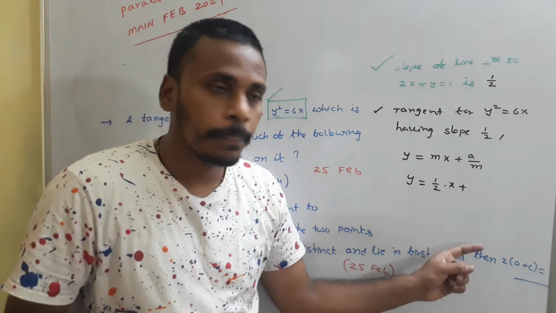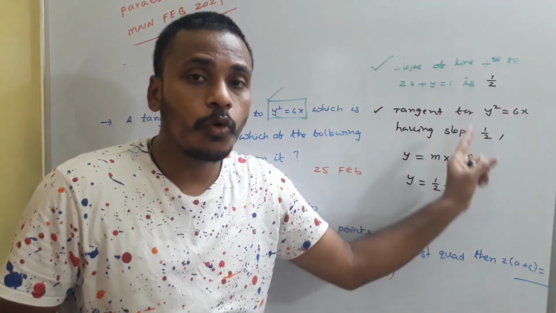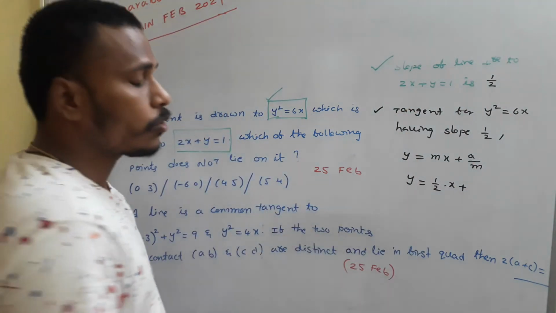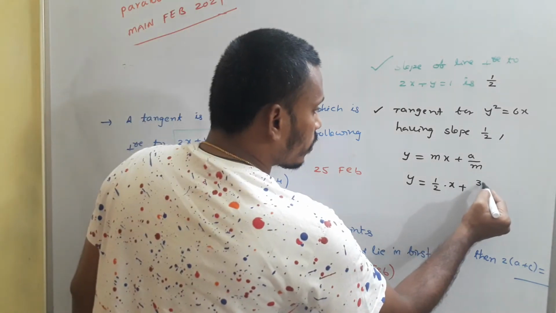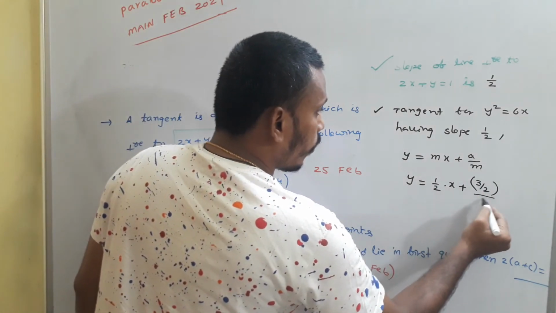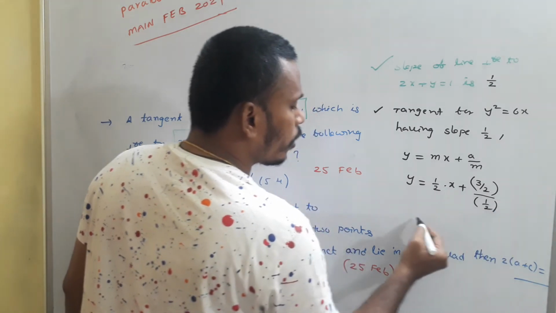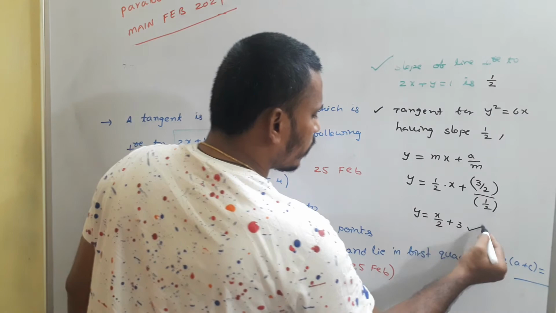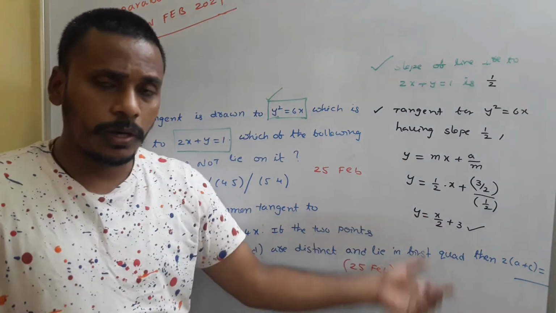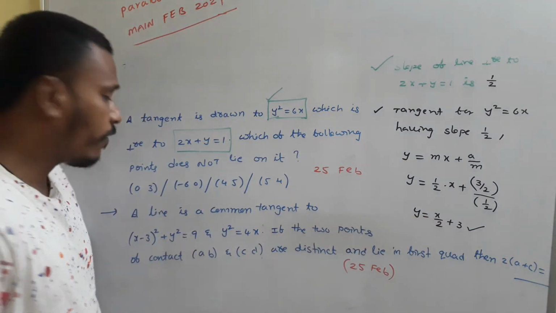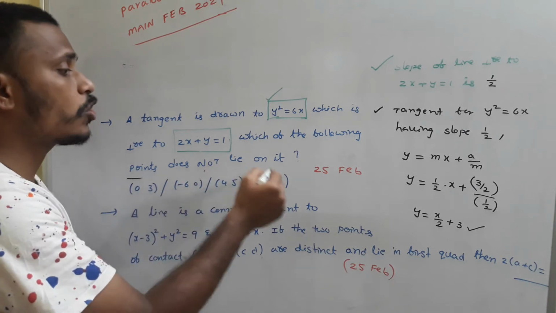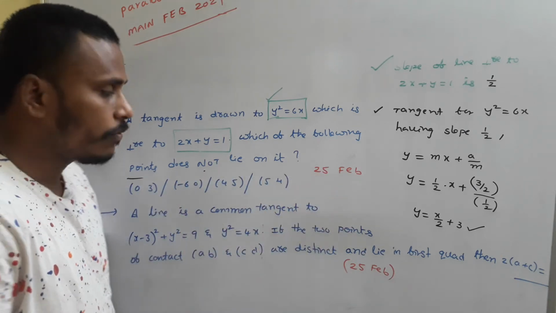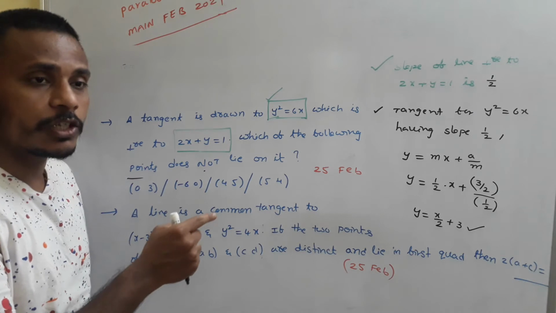What is a? See, here we have 6x. 4a equals 6. So a equals 6 by 4, which is 3 by 2, divided by m, which is 1 by 2. So from there we have y equals x by 2 plus 3. This is the required tangent as per the problem. Now we need to check which of the following points does not lie on it. Which point does not lie on it, that's what we need to calculate.